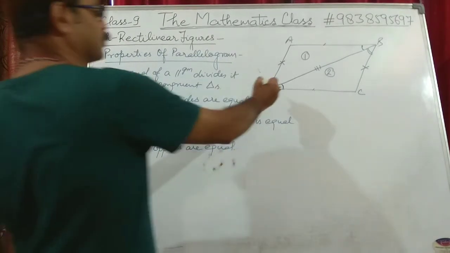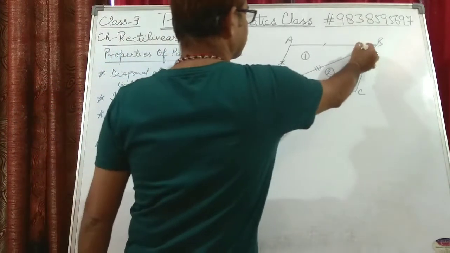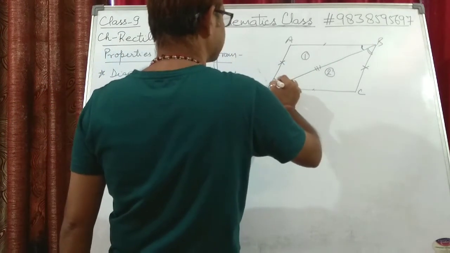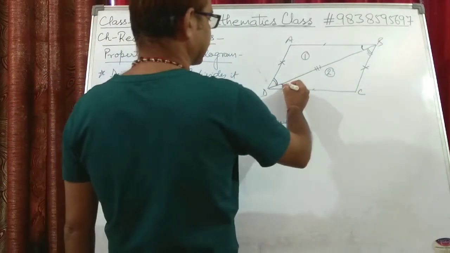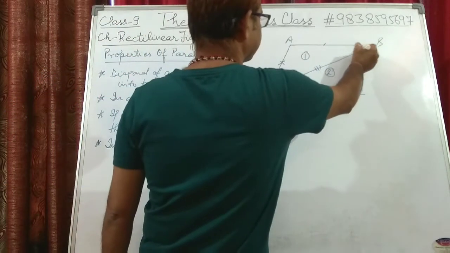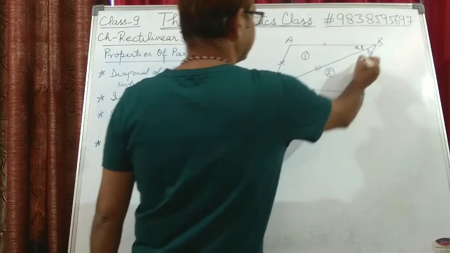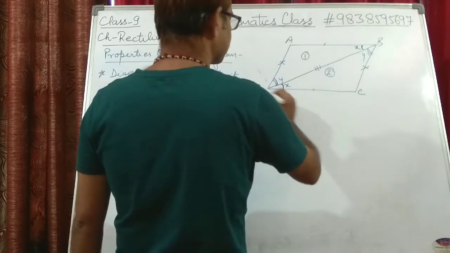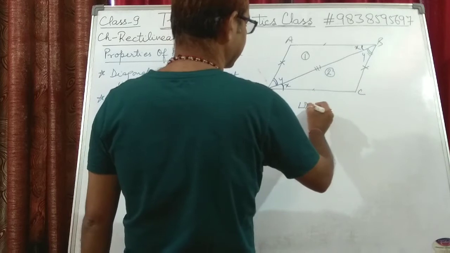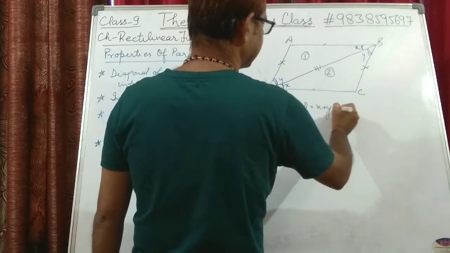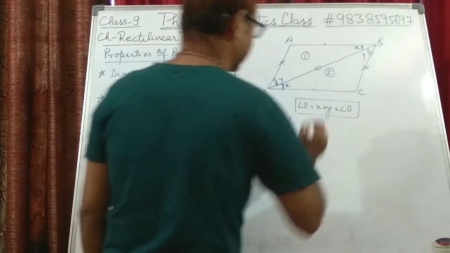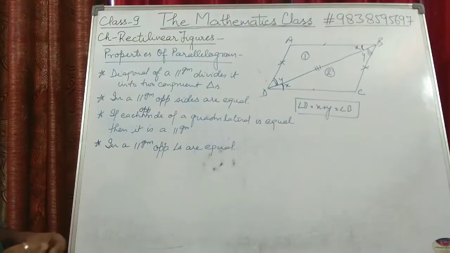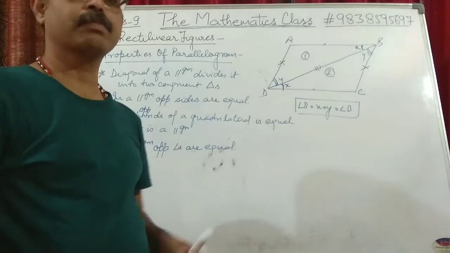So we have already proved that this angle is equal to this angle, and this total angle is equal to this total angle. If I say this angle is x degrees, this will also be x degrees. If I say this is y degrees, this also will be y degrees. So total angle D will become x plus y degrees, and that is equal to angle B. So we can say that in a parallelogram, opposite angles are equal. These are the small properties.